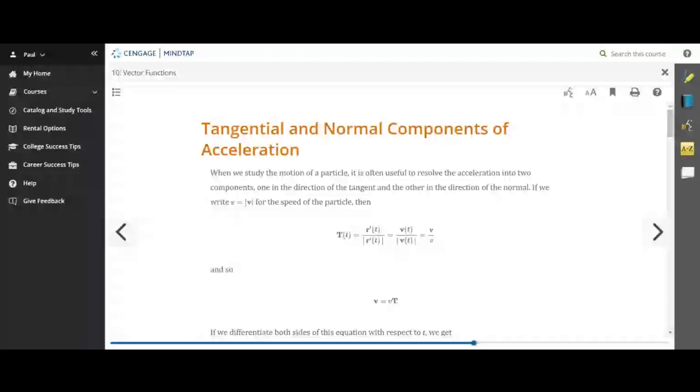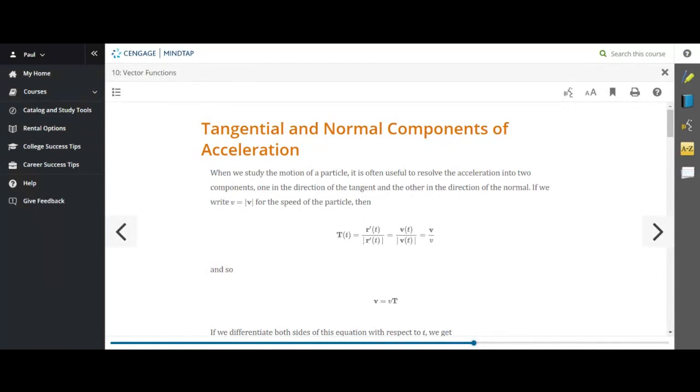Okay, we were in section 10.4. Let's bring that up. So maybe you made some friends here. Hopefully you had a little time to make friends in the class. And okay, tangential and normal components of acceleration.